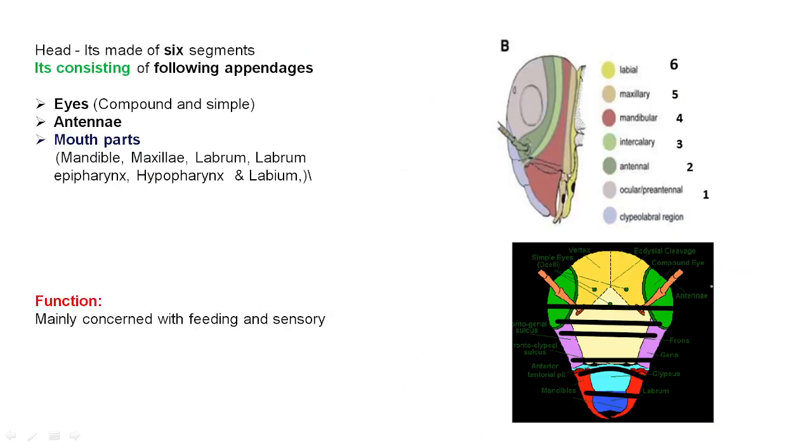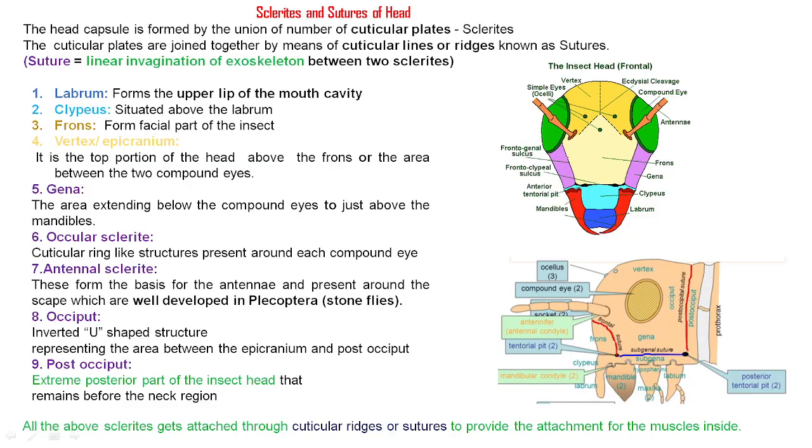Head capsule is made up of 6 segments, that is 1 ocular segment, antennal segment, intercalary segment, mandibular segment, maxillary segment, and labial segment, and is provided with the following appendages, that is eyes, antenna, and mouth parts. Then what is the function of the head in insect? Head is mainly concerned with feeding and sensory perception.